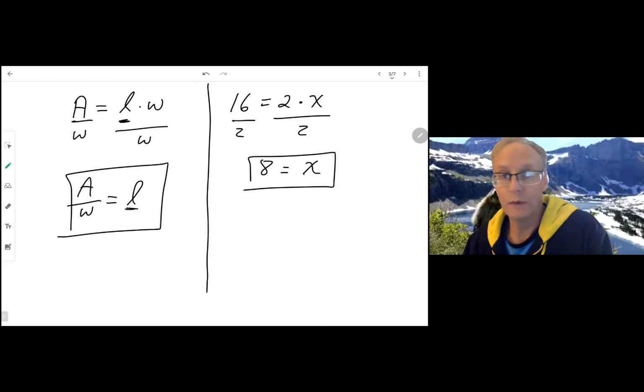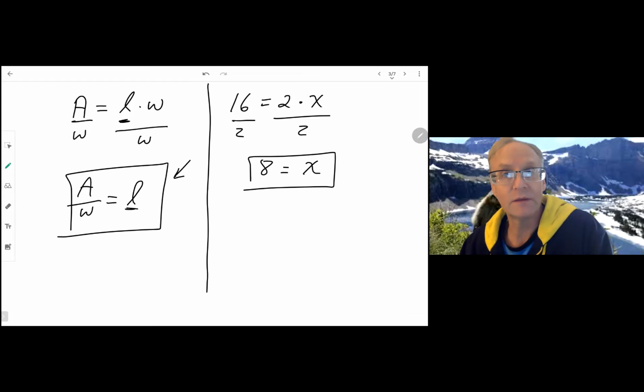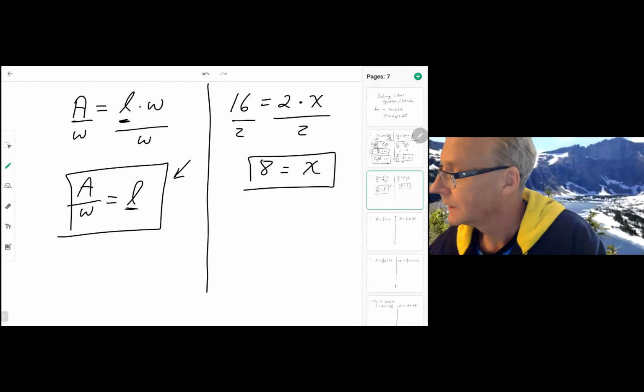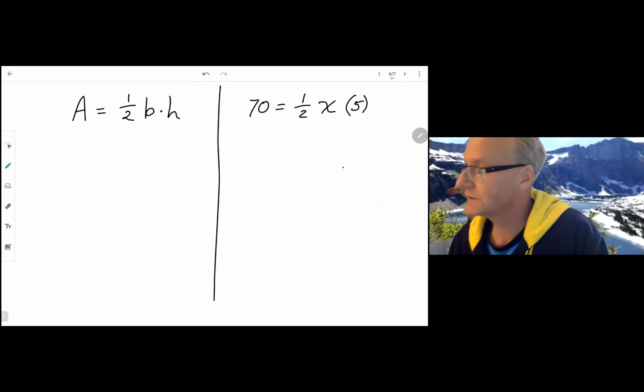Very simple, one-step equation. You will almost certainly see a problem like this one or like the previous example on your exams and on your practice tests. This next one is probably a little less common.